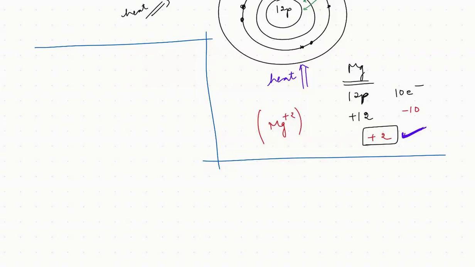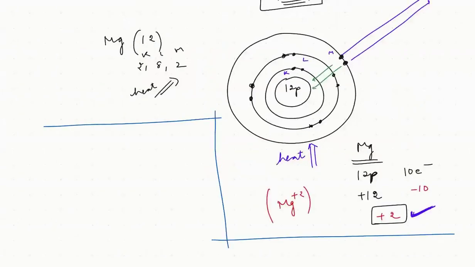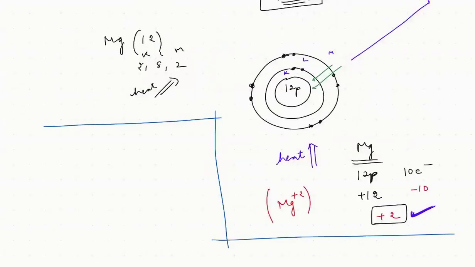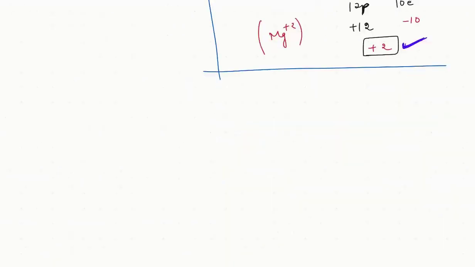So that's the point. So that's the balancing. So basically now after losing 2 electrons, it feels as if 2 and 8 electrons are there. So K and L would be there. I hope you've got it. All right, so now what is there?